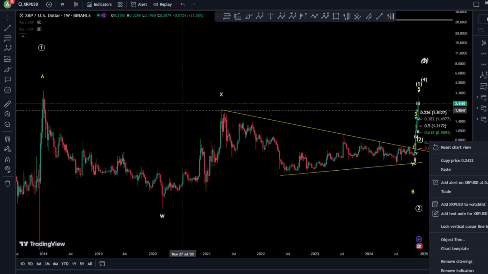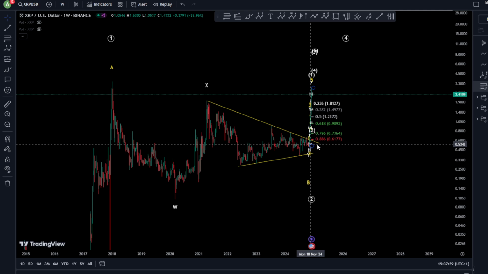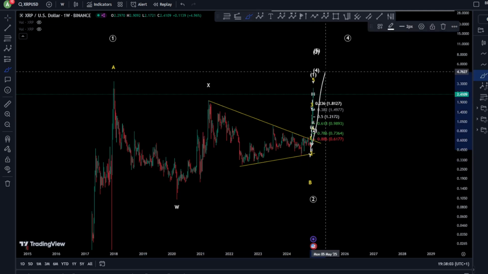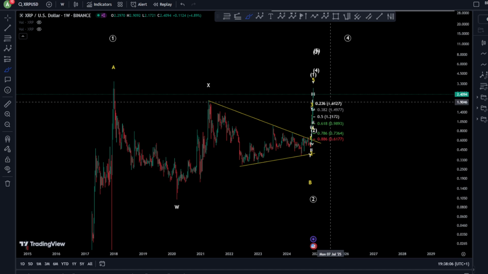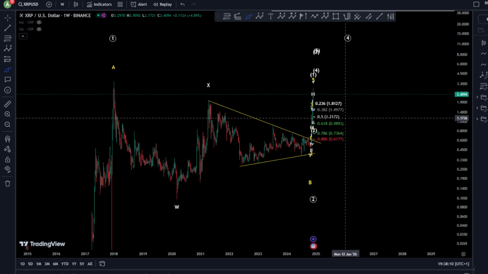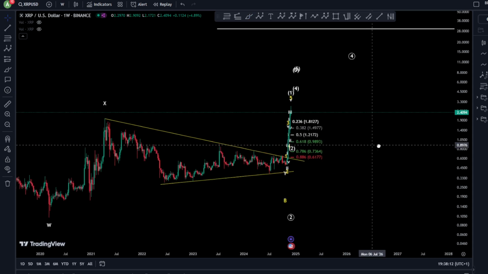Don't forget also that this was a very long correction for a long time here, and that's why it might be very explosive towards the upside. However, we're going to watch a 1-2 first, and then of course maybe continuation towards the upside.